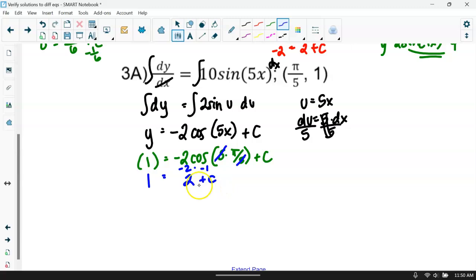So what does c have to be here? 2 plus what would get you 1? Not negative 3, negative 1. So that means here, y is equal to negative 2 times cosine of 5x minus 1.